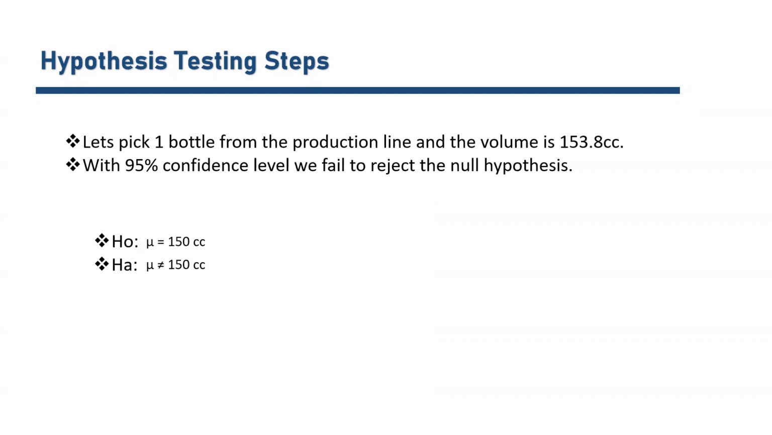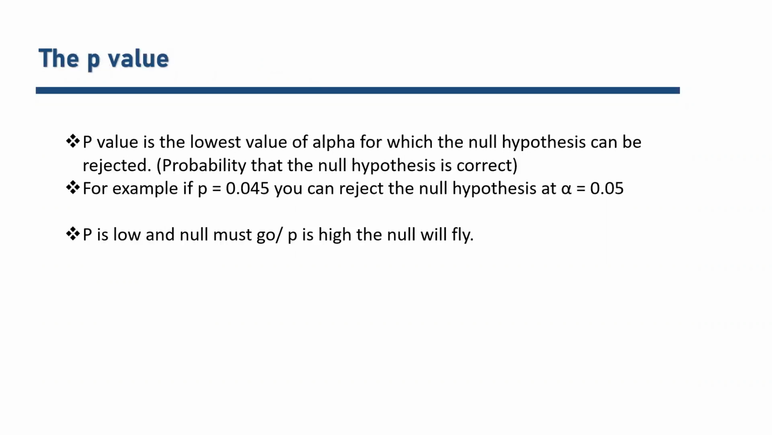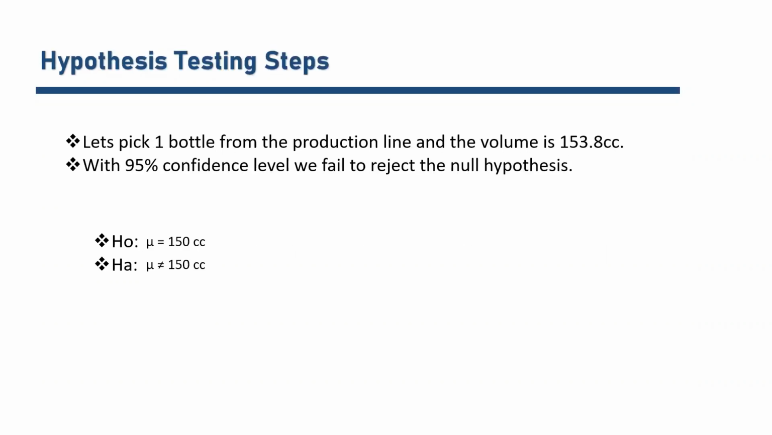Now, let's pick one bottle from the production line and the volume is 153.8 cc, right? It is 153.8 cc. With 95% confidence level, we fail to reject the null hypothesis, right? So let's look into this example.